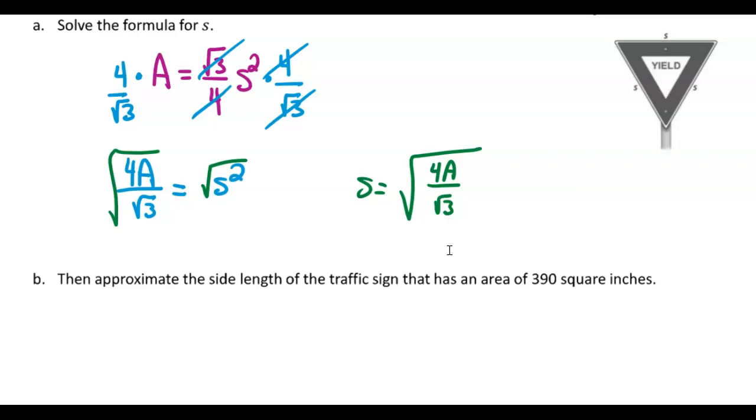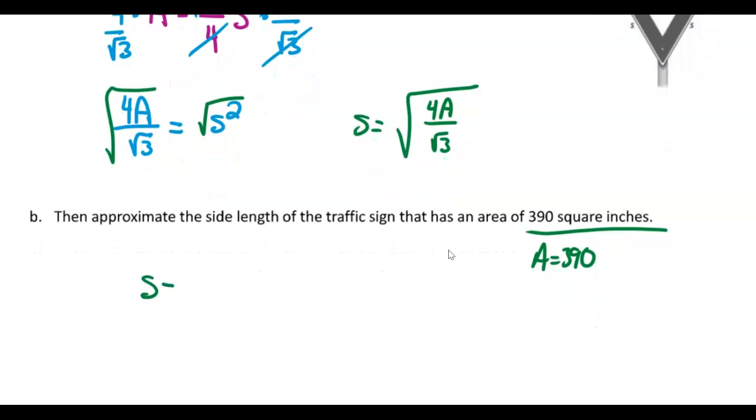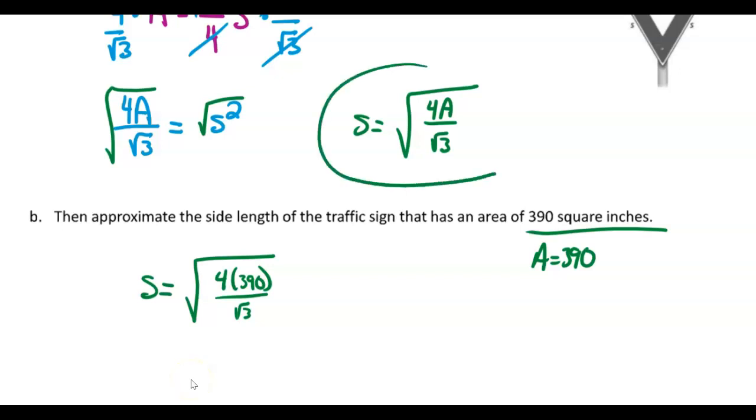Part B says approximate the side length when the area is 390 square inches. So it tells you that area is 390. You don't use squared. Square inches is just part of the label. To do this, all you do is plug in 390 for A. That's the nice thing about already having this equation rewritten. I'm going to use this rewritten equation right here because it's already solved for S. I'm going to plug in 390, and I'm literally just going to put that in my calculator.